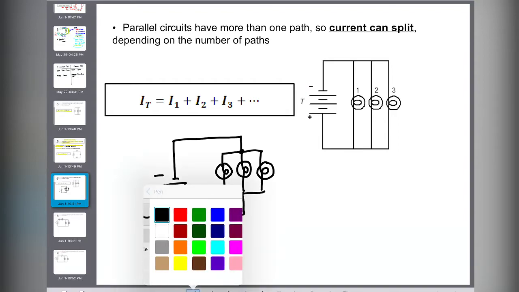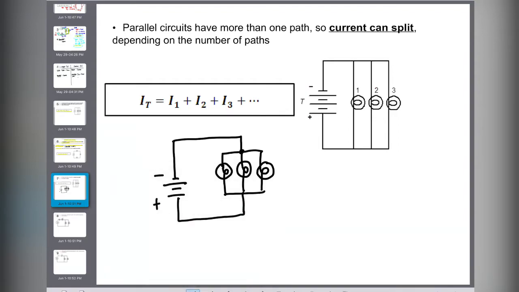Okay, we always call the current that is coming straight up from the battery IT. The IT still continues to be IT. It comes into this dot, which is called the junction. So this is the junction that we're talking about. Do you see the red color going into the junction?